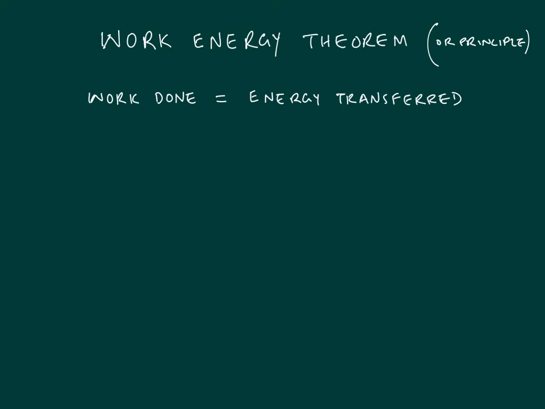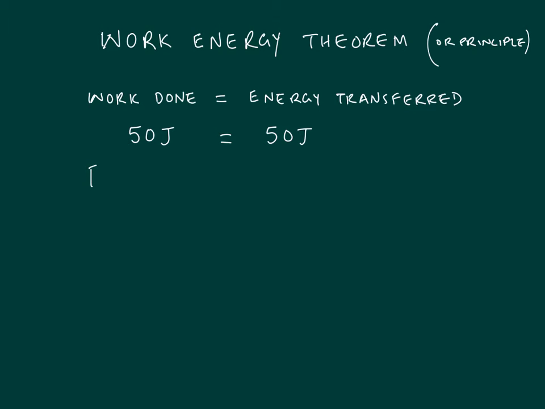The work energy theorem, or principle, states that the amount of work done is equal to the amount of energy transferred to the body. So if we do an amount of work on a body equivalent to 50 joules, that means that we have transferred an amount equal to 50 joules of energy to the body.